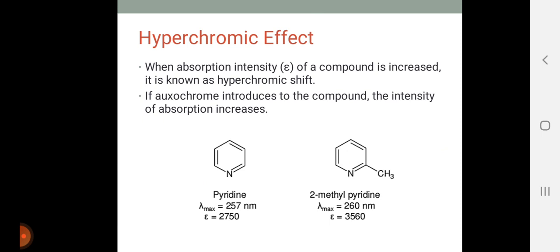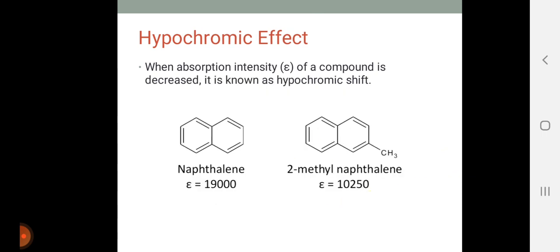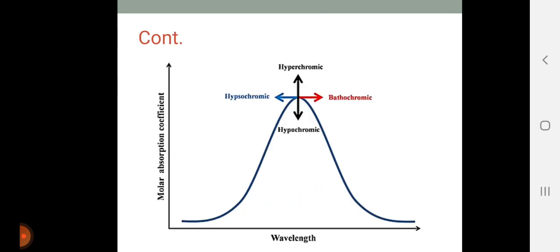Hyperchromic effect. When the absorption intensity of a compound is increased, it is known as hyperchromic shift. If an auxochrome is introduced to the compound, the intensity of absorption increases. Hypochromic effect. When the absorption intensity of a compound is decreased, it is known as hypochromic shift. As you can see, the hyperchromic, bathochromic, hypochromic, and hypsochromic graph.